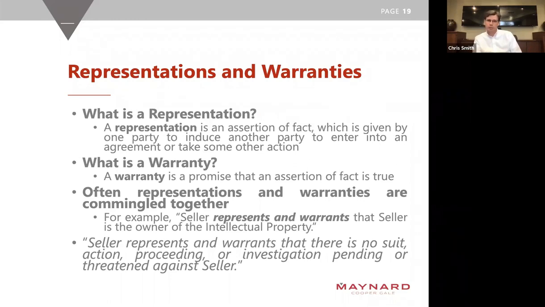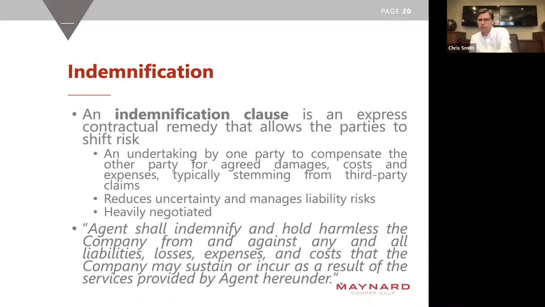It's just important to get those things right, because these representations and warranties tie into the next provision, which is indemnification. An indemnification clause is an express contractual remedy that allows the parties to shift risk. It's an undertaking by one party to compensate the other party for agreed damages, costs, and expenses, typically stemming from third-party claims, but not always limited to third-party claims. It reduces uncertainty and manages liability risks, and they are heavily negotiated. Representations and warranties and indemnification clauses are often the two most hotly negotiated contractual provisions out there.